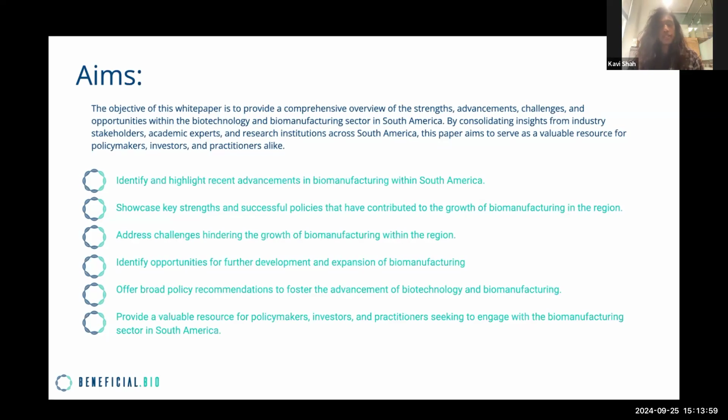The paper aims to be a valuable resource for policymakers, investors, and practitioners. So what we wanted to do was highlight recent advancements, showcase key strengths and successful policies that have contributed to the growth of biomanufacturing, and use those as case studies for others to look at and use, address the challenges hindering growth, identify opportunities for further development, and then offer broad policy recommendations that could be useful.